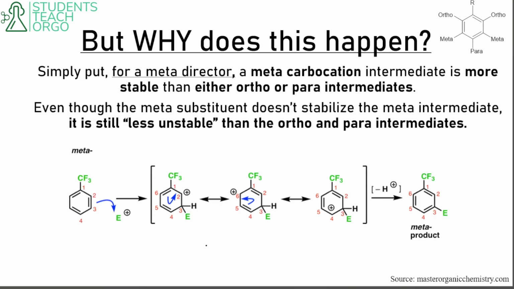However, we get to the meta product. The meta carbocation is more stable than either ortho or para. Basically, it's not stabilizing the intermediate, but it's less unstable. That's what it means. It's less unstable because the carbocation is here, here, and here, rather than on one. So that's pretty much it. That's why the meta substituent, we try to make this clear, does not stabilize the meta intermediate. It's just less unstable than the ortho and para intermediates for this group. Hopefully that makes sense.